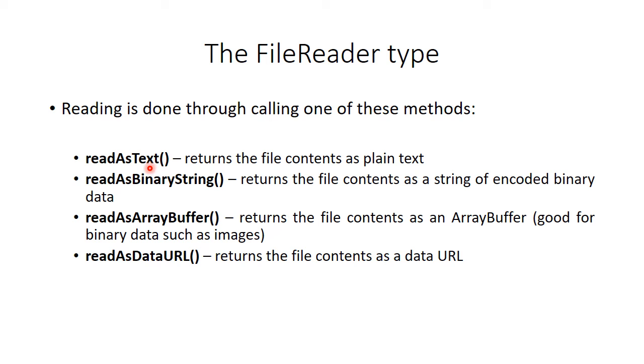If we want to read the data as text, we have to call this method. If we want to read the data as a binary string, we have to use this method. If it is an array buffer, we have to use this method. If we want to read data as a URI or URL, we have to use this method. This method is often useful when we have to read content such as an image located in a hard disk. So we need to get the path, we need to get the URL. In such cases, we have to use this method.